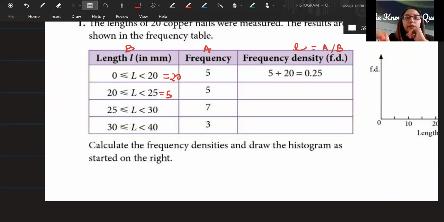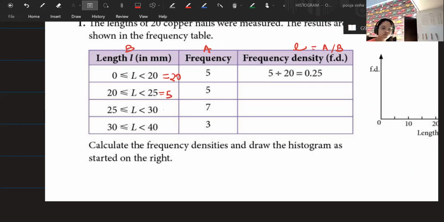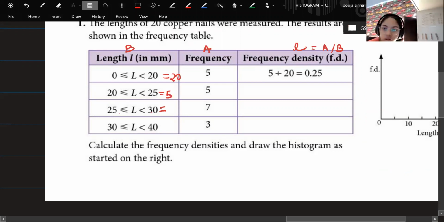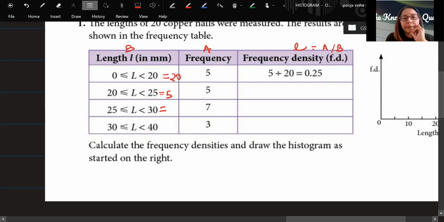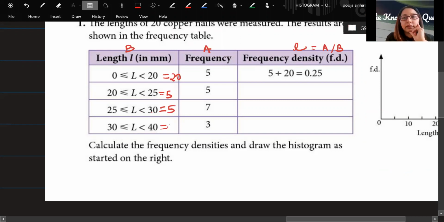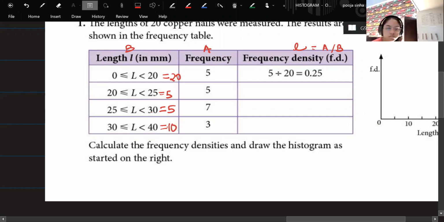You have to tell me the values. Tell me the width. 20. 30 minus 25 is 5. 40 minus 30 is 10. You got all your widths. Now you have to find out the length.